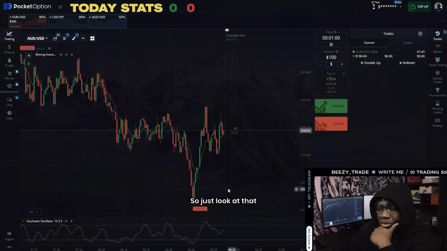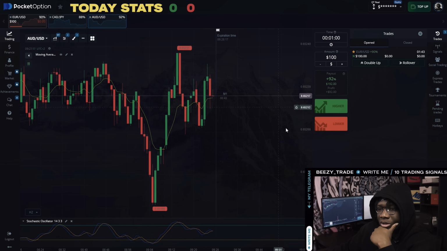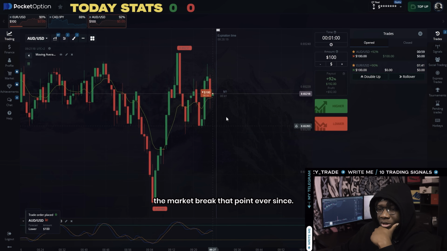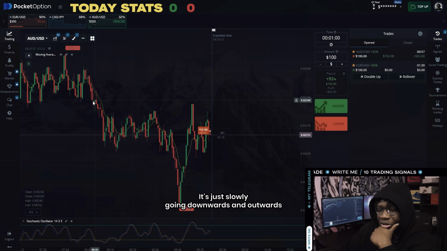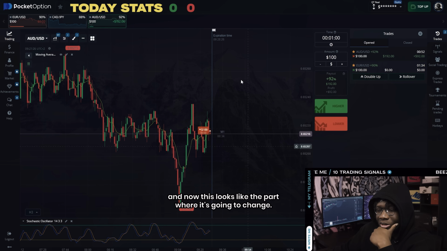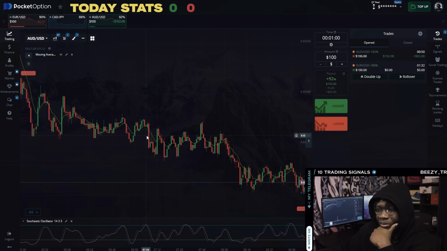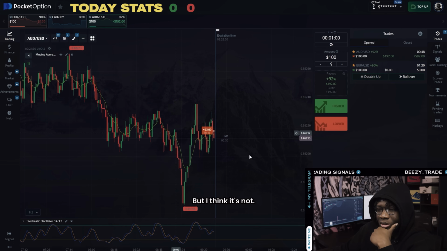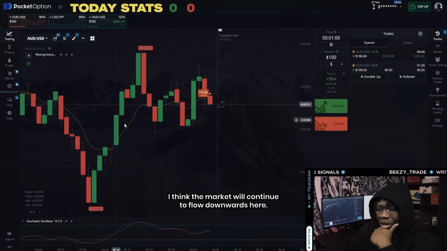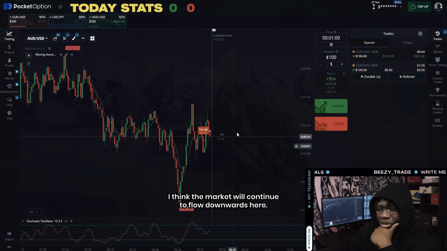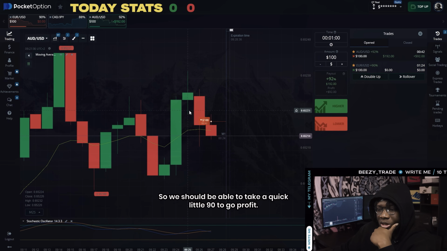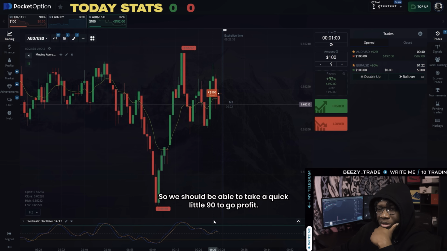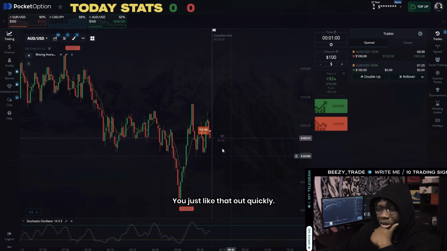So let's look at that. And we don't see the market break that point ever since. It's just slowly going downwards and downwards and downwards. And this looks like a point where it's going to change, but I think it's not. I think the market will continue to flow downwards here. So we should be able to take a quick little $92 profit, being able to snipe that out quickly.